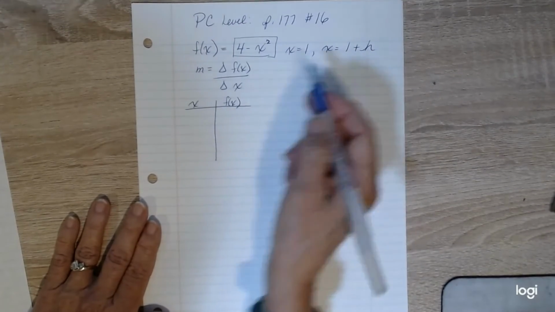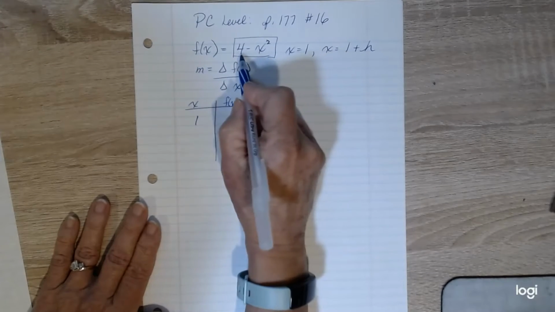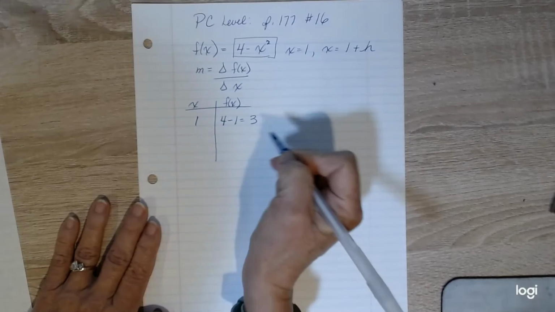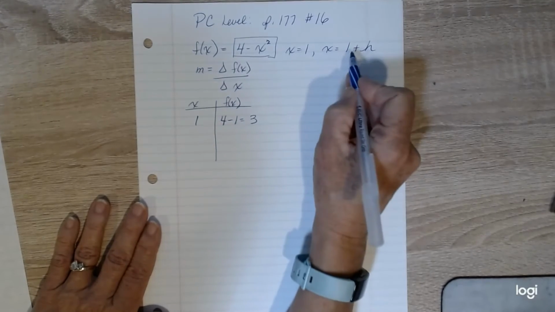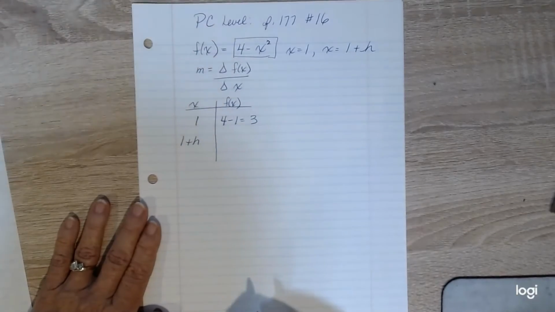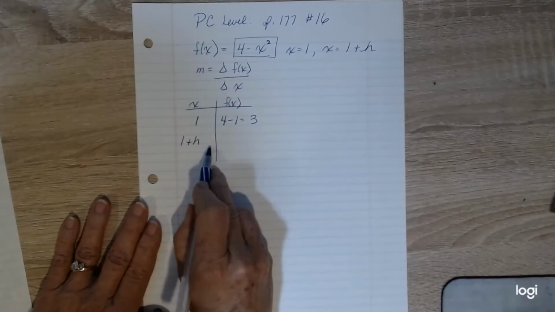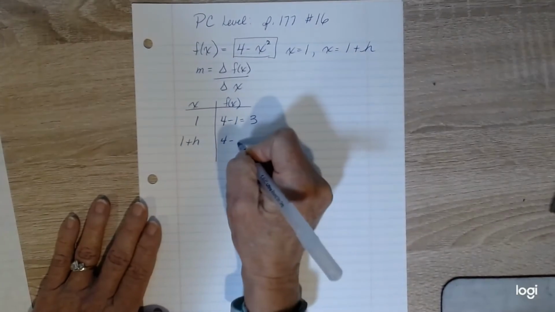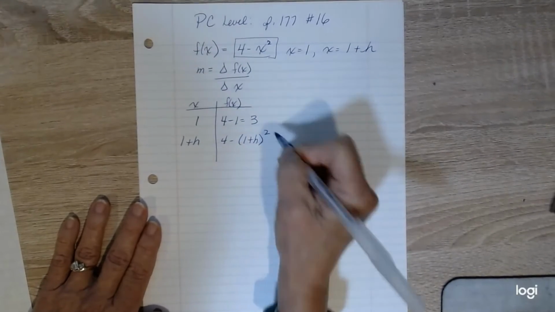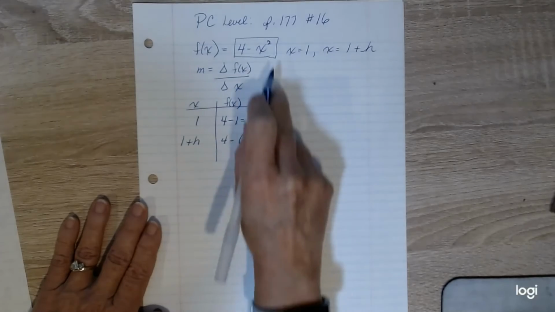So I'm going to take the first input of 1. I'm going to put 1 in my function. 4 minus 1 squared, that's just going to give me 3. So that's easy enough. You've been doing those already. This one's a little bit more work, okay? If I put in a 1 plus an h, then I have 4 minus 1 plus h, the quantity squared. There is now my input.